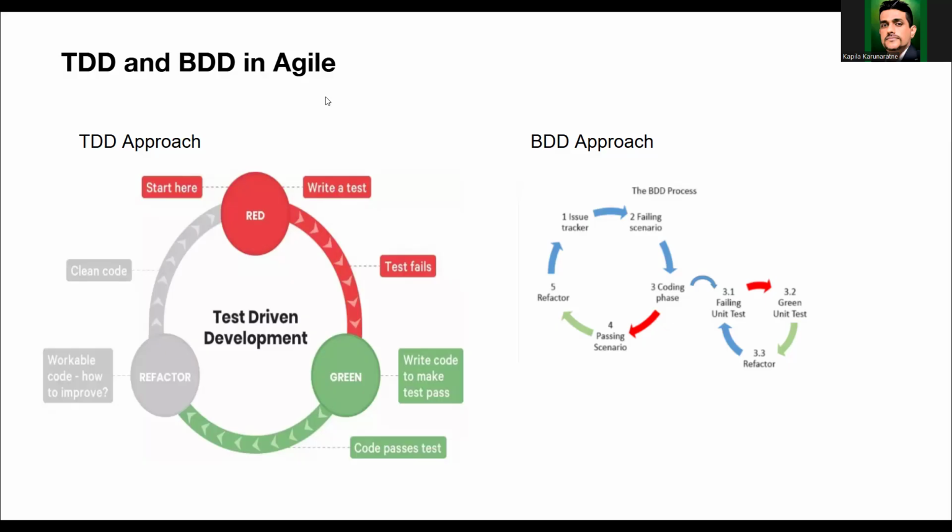Any questions on these two topics? Test-driven development and behavior-driven development. These are the two areas. Mainly, most organizations today use either TDD or BDD in their Agile frameworks. So automation is mandatory. Without having automation, you can't do anything.